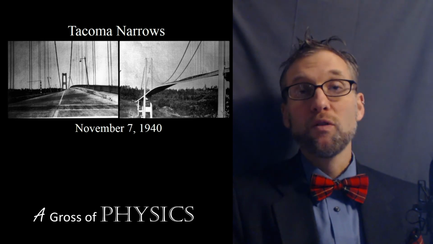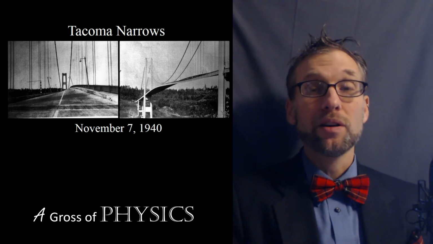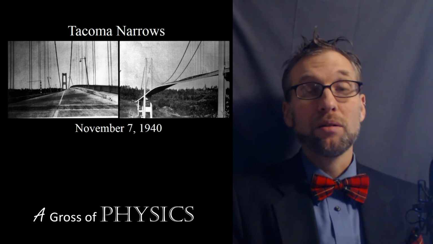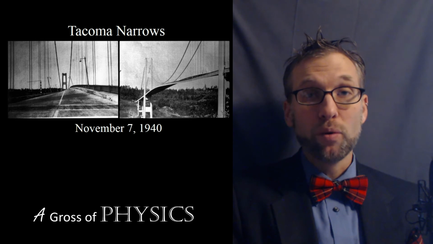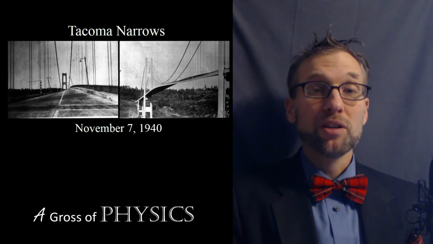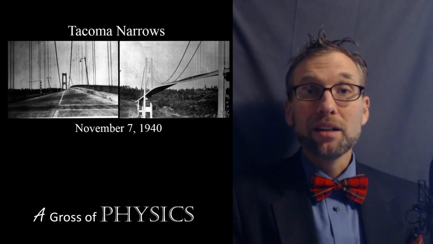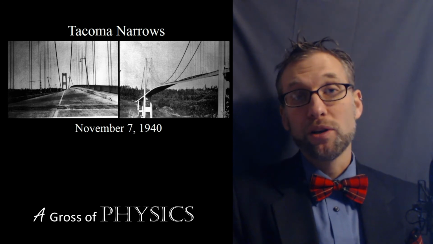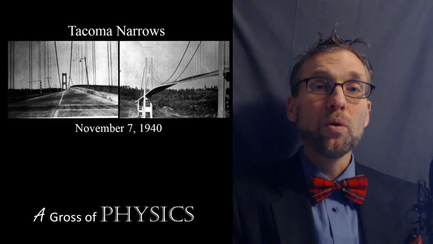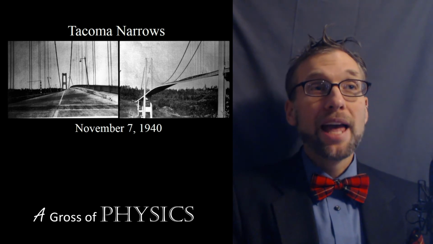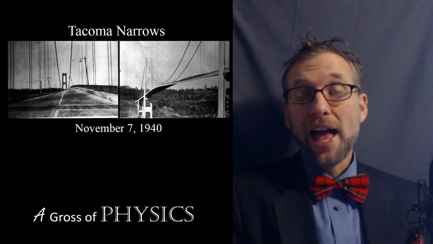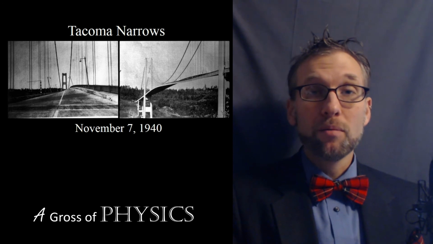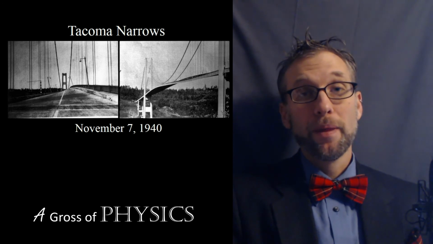Now there's still debate over what actually caused that disaster, but the effects of that light wind, there was 30-mile-an-hour winds, caused the bridge to vibrate so radically that it actually broke the concrete and steel and caused the bridge to collapse. So resonance can be blamed for that disaster, which happened over 70 years ago now.